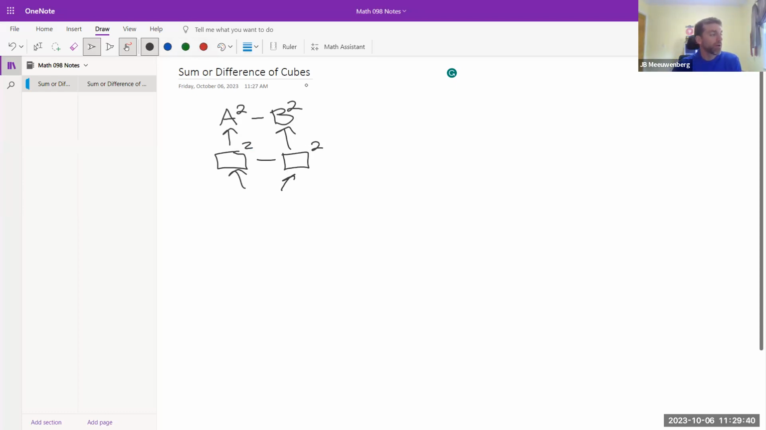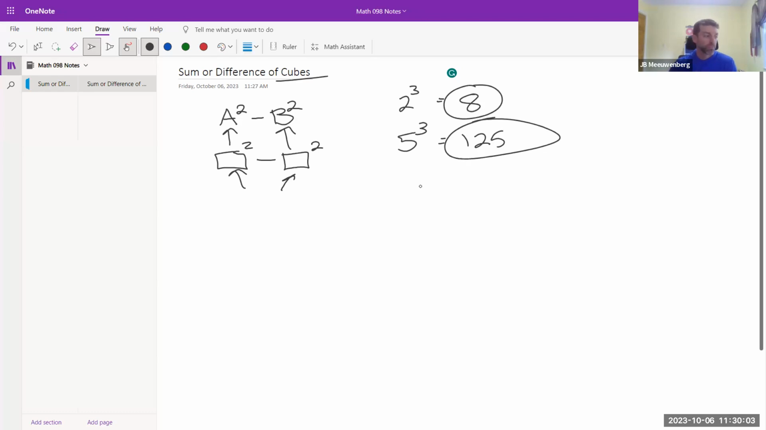What we're talking about now is not squares, but cubes. And a cube is when you multiply a number by itself and then itself again. So things that would be cubes would be if we took 2 cubed and got 8. 8 would be a cube. Or 5 cubed is 125, 5 times 5 times 5. These are numbers that are cubes.